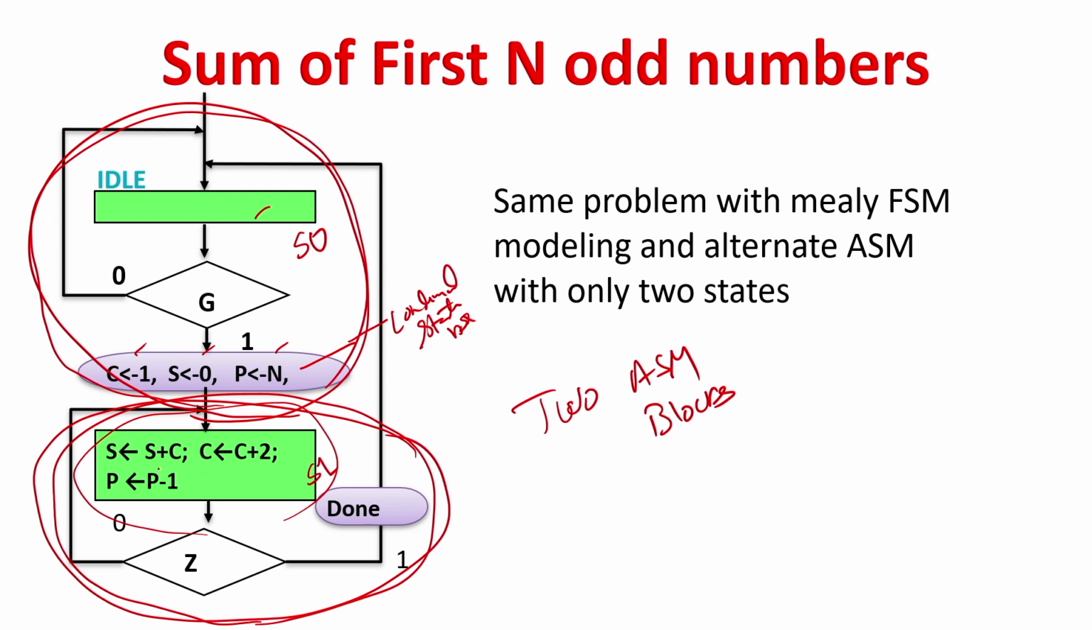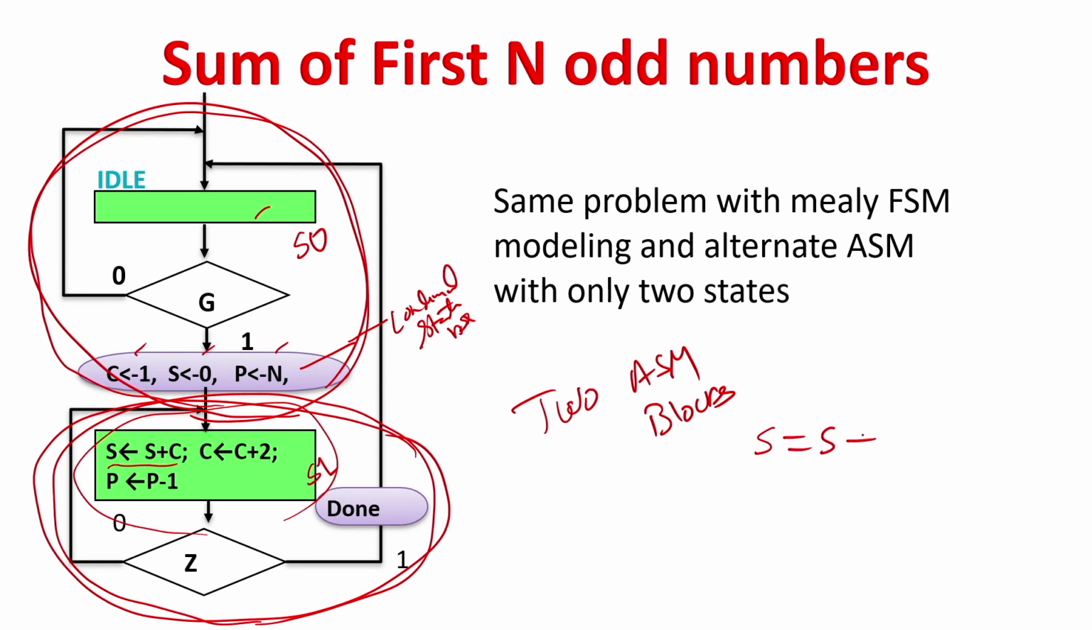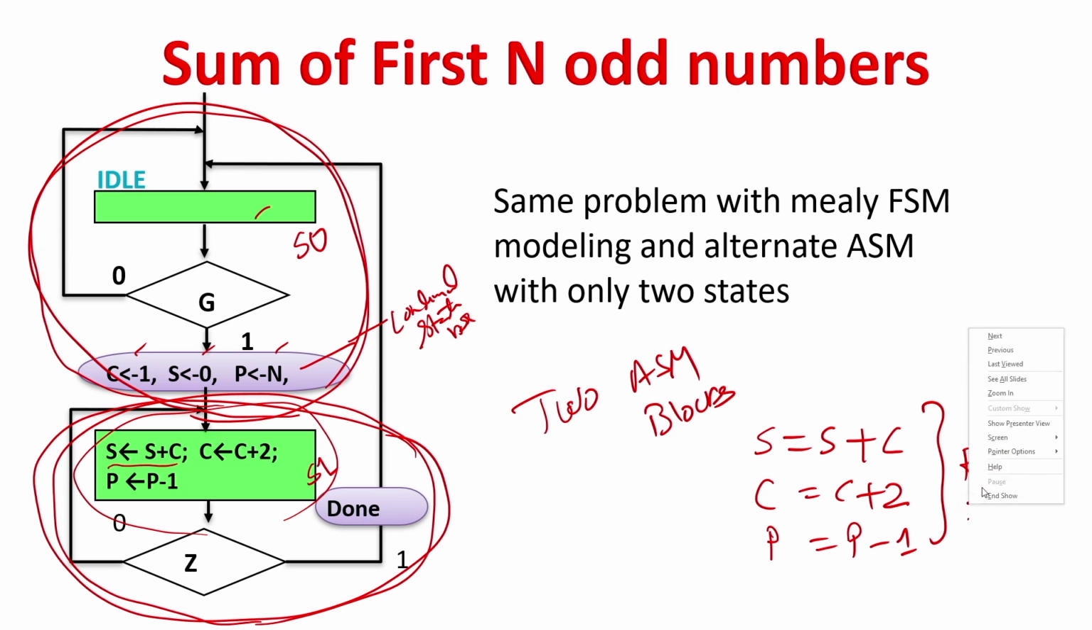In every cycle, S is equal to S plus C. These are RTL kind of statements, register transfer level statements. C is equal to C plus 2, this is also an RTL statement. S is equal to S plus C, C is equal to C plus 2, and P is equal to P minus 1. So, these are register transfer level, RTL kind of statements.